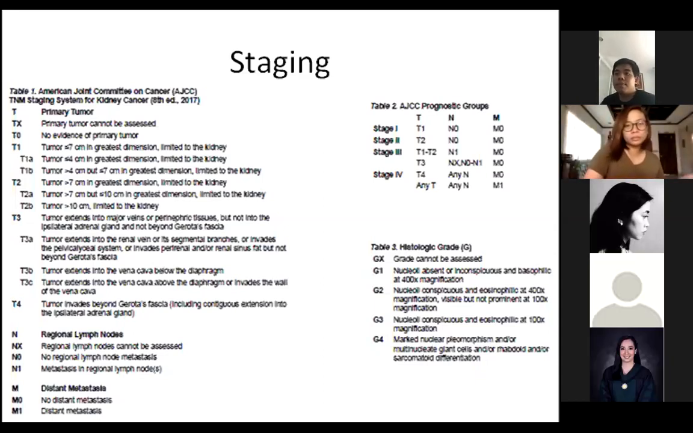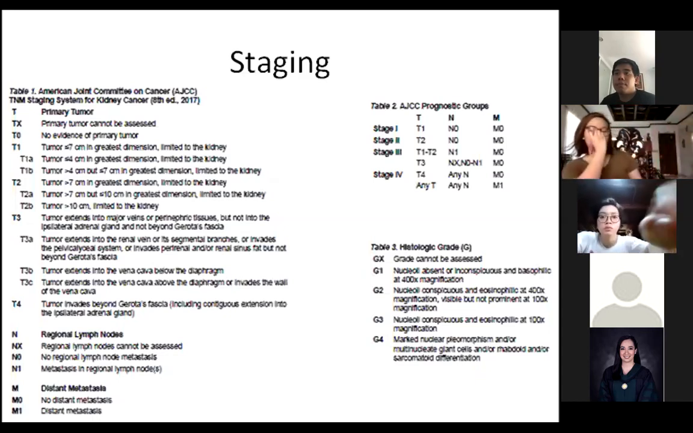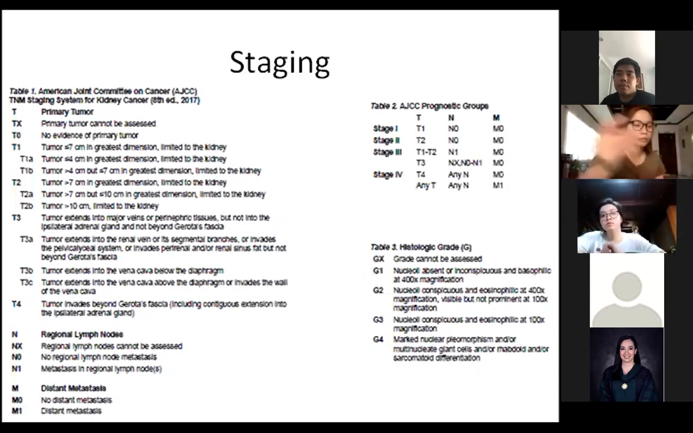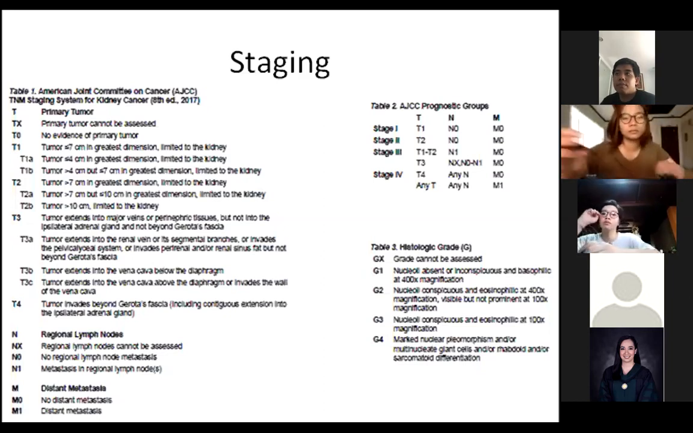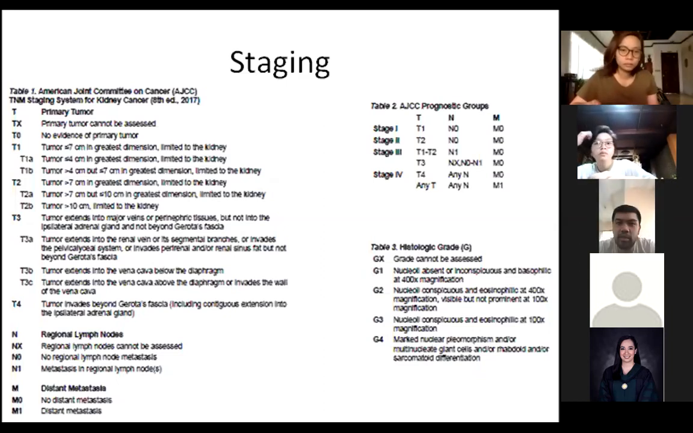So for the histologic grading, there is also G1 to G4. What you need to remember is that we have 400 times magnification and 100 times magnification. It's a bit complicated, but just think of 400 times magnification as the high power field microscope. The 100 times is low power.